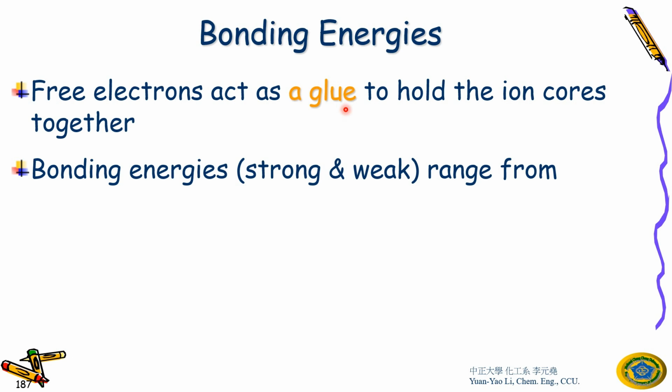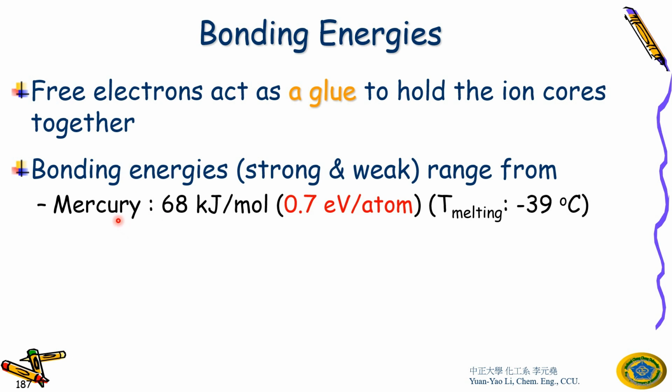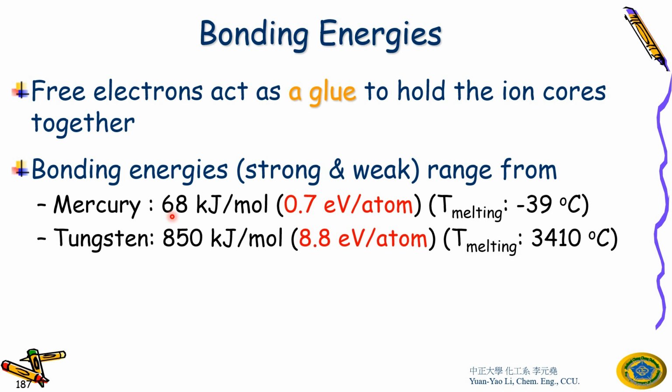So bonding energy is sometimes weak, sometimes strong. It ranges from very large to very small. Mercury is a liquid, right? The bonding energy is very low, which is 0.7 electron volt. So mercury is a weak bond. And tungsten is very strong, so the bonding energy is 8.8 electron volt. As you can see, 0.7, 8.8, these are huge differences.